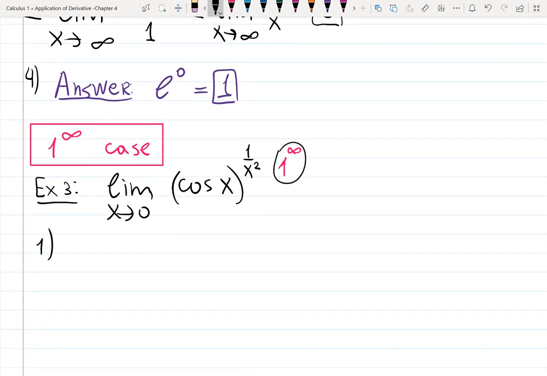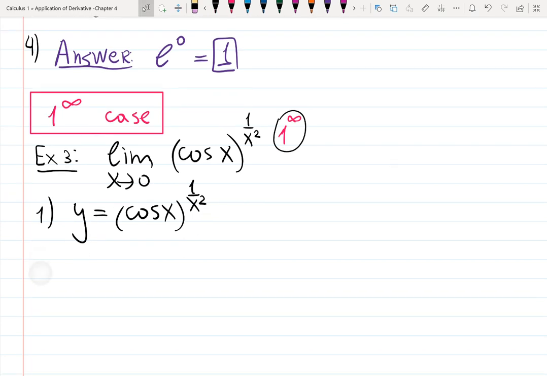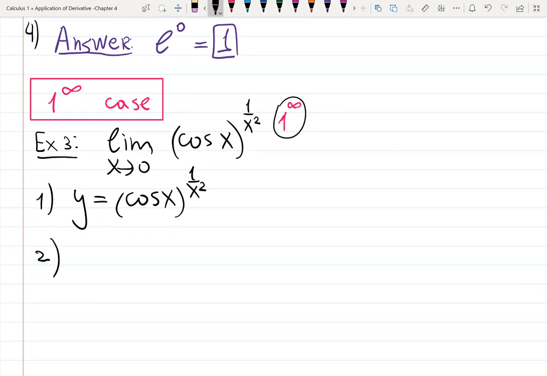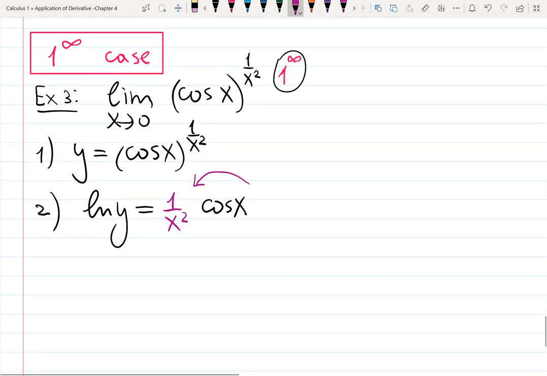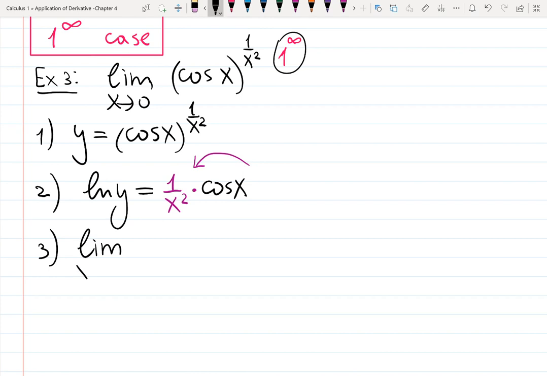Okay, let's do steps. Step 1, let's write down the function as cosine x raised to the 1 over x squared. That's the function we're given, and ask to see what's happening at 0. Step 2, natural log of y equals, the exponent goes down, becomes 1 over x squared times cosine x. I like skipping this step, it's just less writing and it's faster this way. Now we have a product. Now we just need to find the limit of the function on the right, and then the answer will be e to that limit. Limit as x approaches 0, 1 over x squared times cosine x.